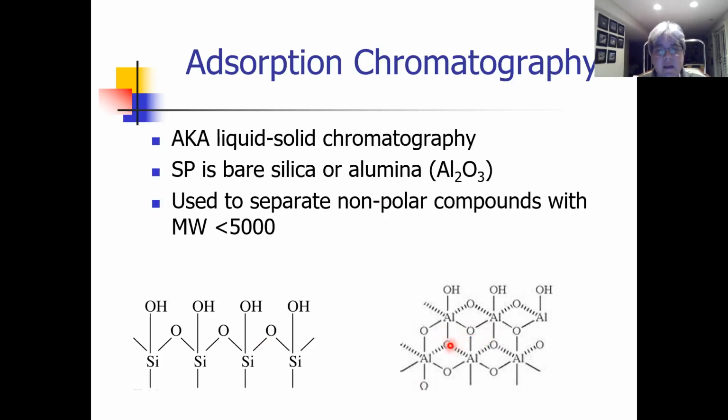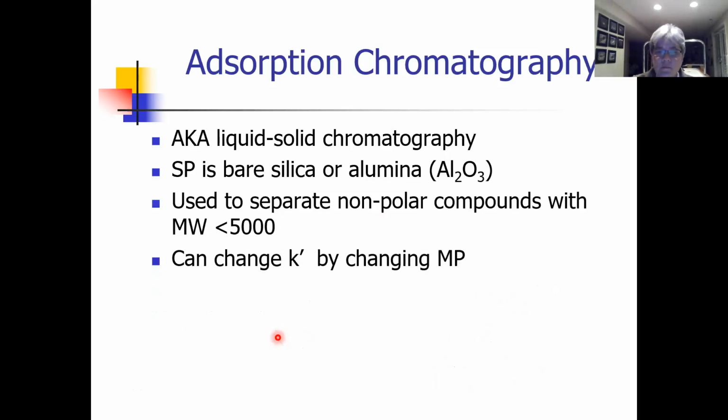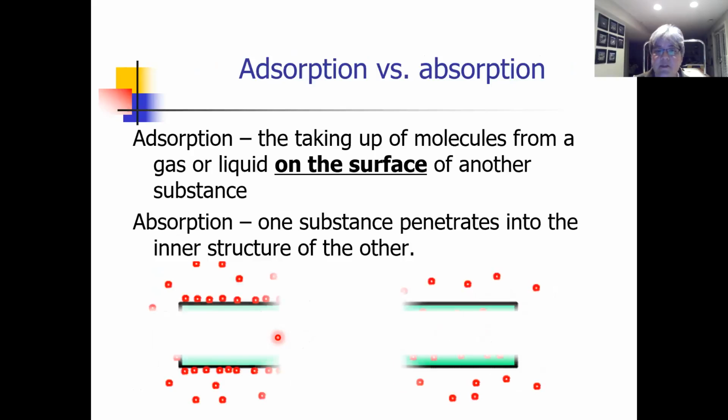Okay, now why? Well, polar compounds love these stationary phases, and they love them so much that they will not come off of them. They get on there and they stay there, sometimes forever. So they don't work well for polar compounds. Again, if you need to change the retention factor, you change the mobile phase. You can't do anything with the stationary phase for this.